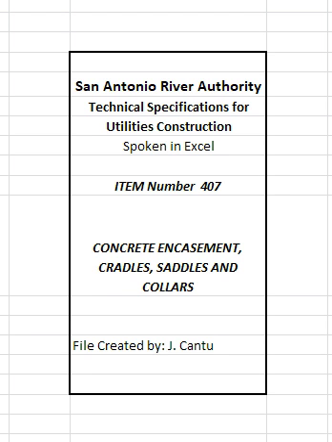Item number 407. Concrete encasement, cradles, saddles and collars. 407.1. Description. This item shall govern for placing concrete encasements, cradles, saddles and collars, when called for by the plans, or as directed by the engineer.